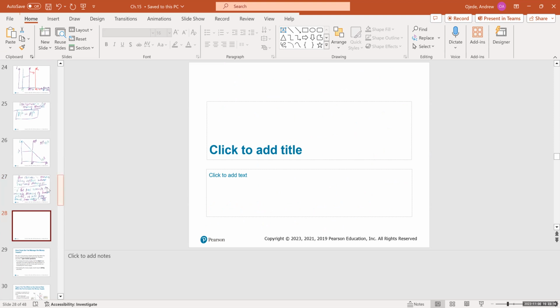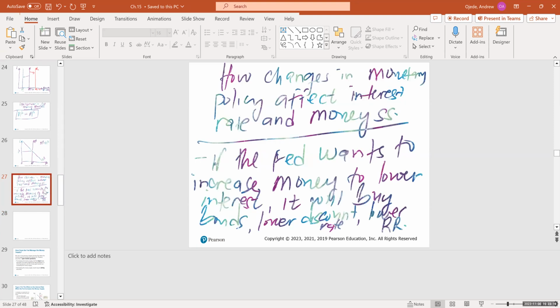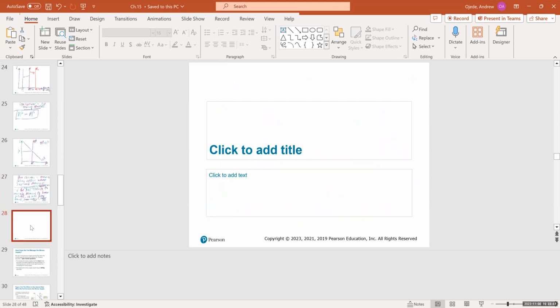And by the way, what I describe here is what we call expansionary monetary policy. Expansionary in the sense that they're expanding the size of dollars in the economy, to make it bigger, right? So expansionary policy is when the Fed wants to increase money supply to lower interest rate. It will buy bonds, lower the discount rate, or lower the reserve requirement ratio, that RR. So if the Fed does that, for example, if the Federal Reserve buys bonds, we saw even from chapter 14, this is what is going to happen.